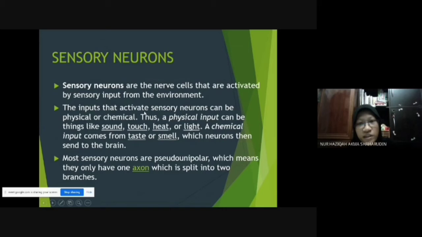And next, the inputs that activate sensory neurons can be physical or chemical, corresponding to the five of our senses, such as sound, touch, heat, light, taste, or smell. A physical input can be found in sound, touch, heat, and light, and the chemical input comes from taste or smell, which neurons then send to the brain. Next, most sensory neurons are pseudo-unipolar, which means they only have one axon, which is split into two branches.